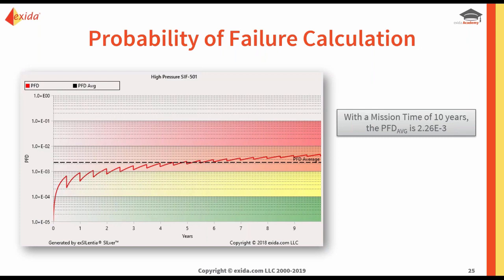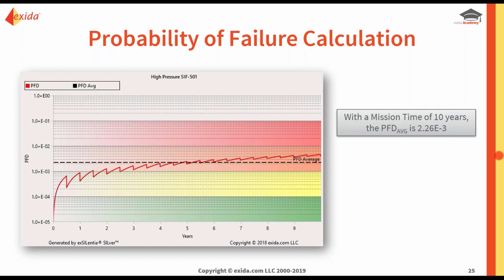So in these PFD charts, and I'm going to do a spotlight, you see a red line, and this is the probability of failure on demand over time. You see some jagged edges every time this goes down. It's because a proof test is being performed. Even so, because proof tests are imperfect, you have a trend where the probability of failure on demand is moving up. Now that is averaged over the mission time. So this dotted line is showing the PFD average for this amount of time, which in this case, the mission time is 10 years, and the PFD average is 2.26 e to the minus 3.